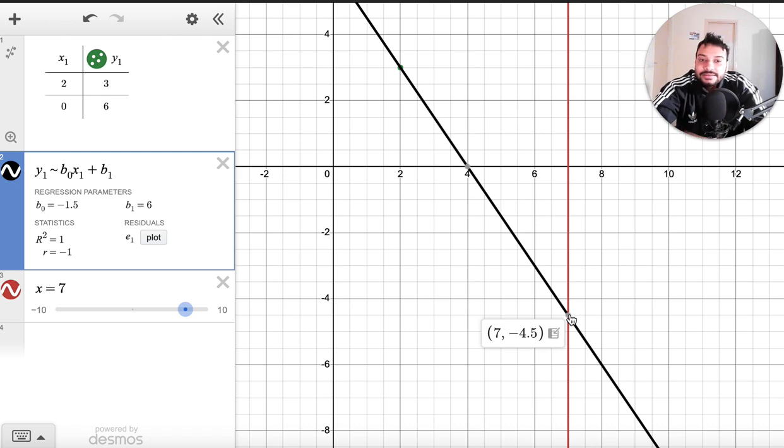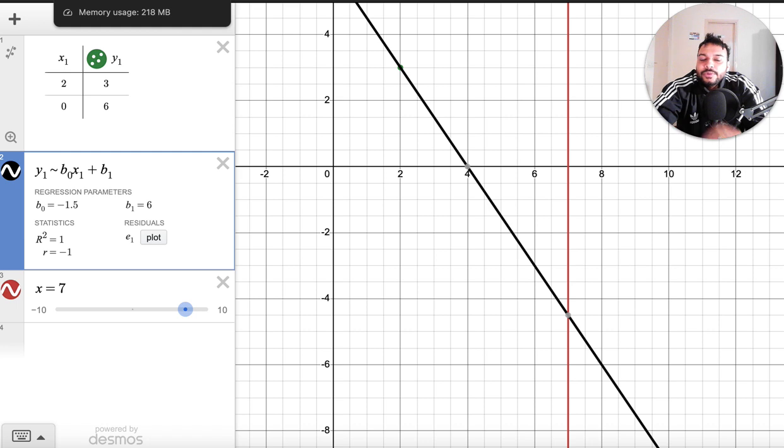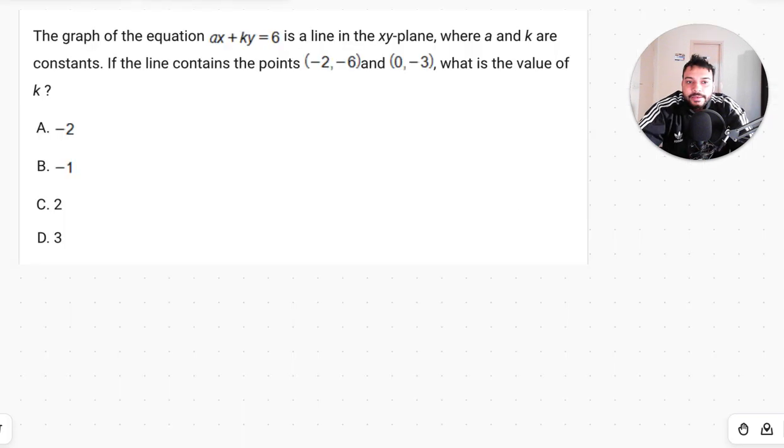Okay, so this is how, simply with just the points and writing the general expression, we're able to find out the exact graph and the equation. Okay, let's go and try out some actual SAT questions. If you look at this question, the graph of the equation ax plus ky is equal to 6 is a line in the xy plane where a and k are constants. If the line contains the points, there are 2 points given, negative 2, negative 6 and 0, negative 3.